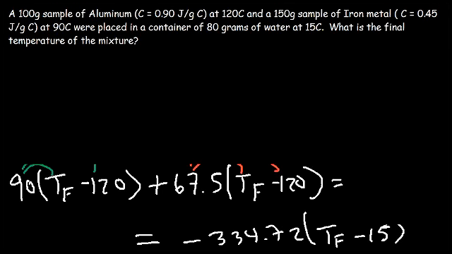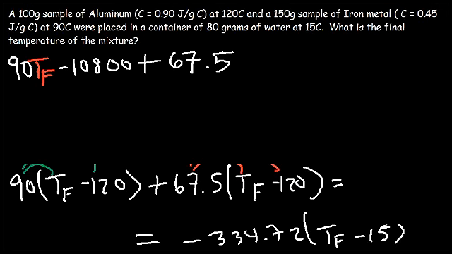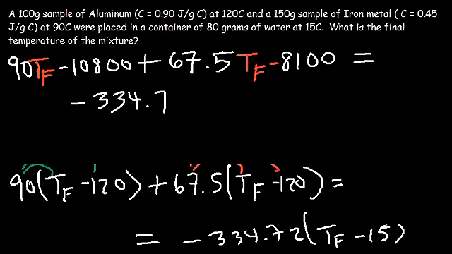So let's distribute the 90. It's going to be 90 times TF, and then minus 90 times negative 120, so that's negative 10,800, plus 67.5 TF, and then 67.5 times 120, that's negative 8,100, and all of that is equal to negative 334.72 TF, and negative 334.72 times negative 15, that's positive 5,020.8.